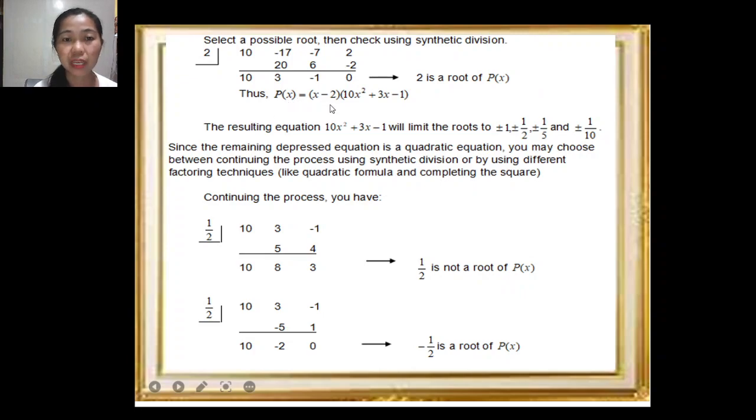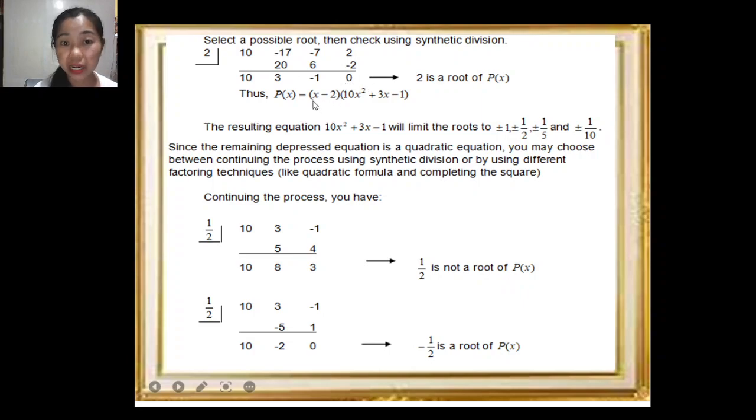Kaya nga yung factor niya, pag sinulat natin, ganito: P of x is equal to x minus 2 times yung ating quotient dito, 10x squared plus 3x minus 1. Ayan. So, pag minultiply mo, ang lalabas yan yung polynomial. Kaya nga they are factors. At ang remainder mo ay 0.